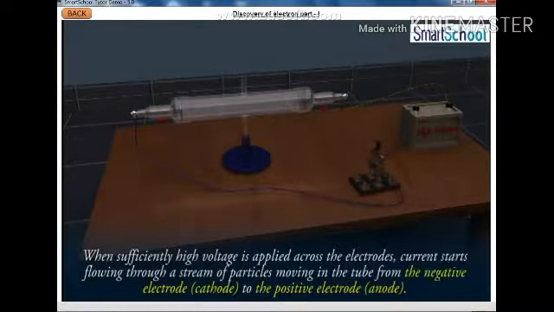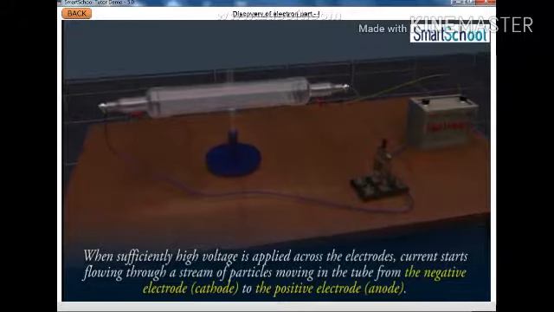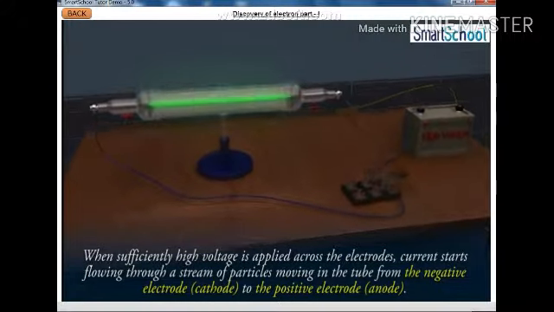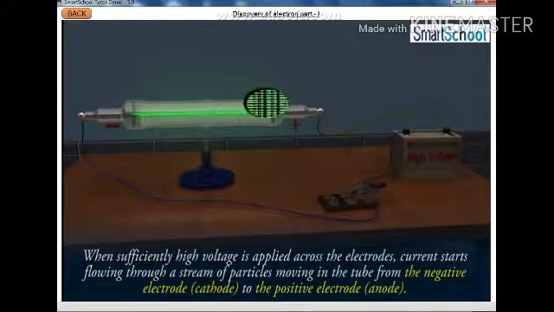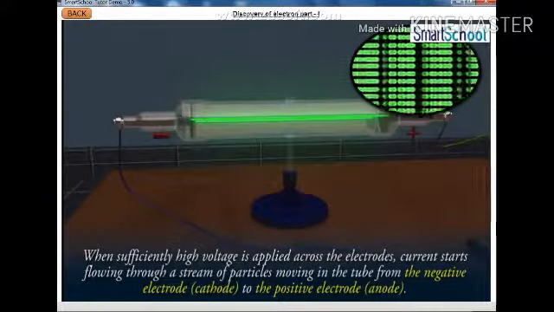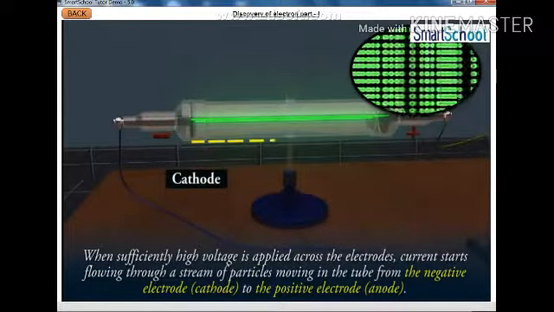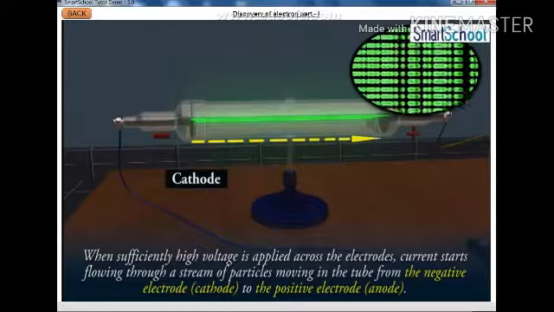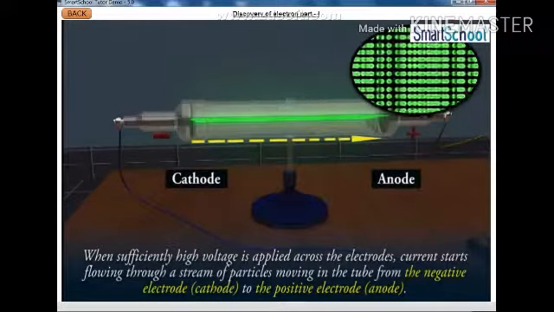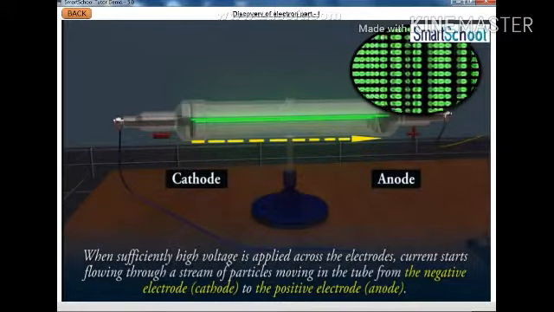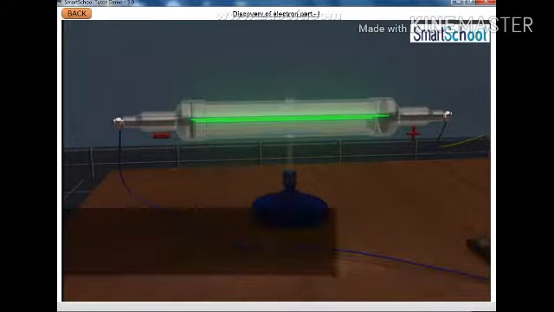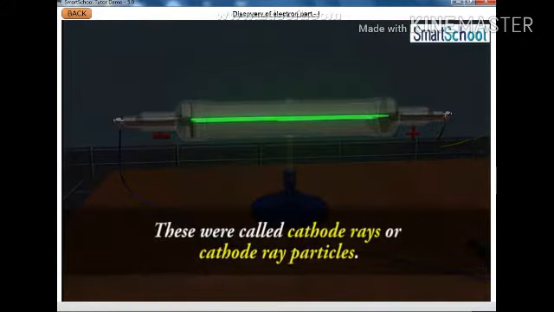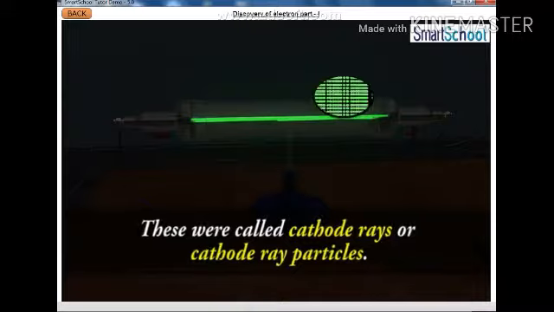When sufficiently high voltage is applied across the electrodes, current starts flowing through a stream of particles moving in the tube from the negative electrode or cathode to the positive electrode or anode. These were called cathode rays or cathode ray particles.